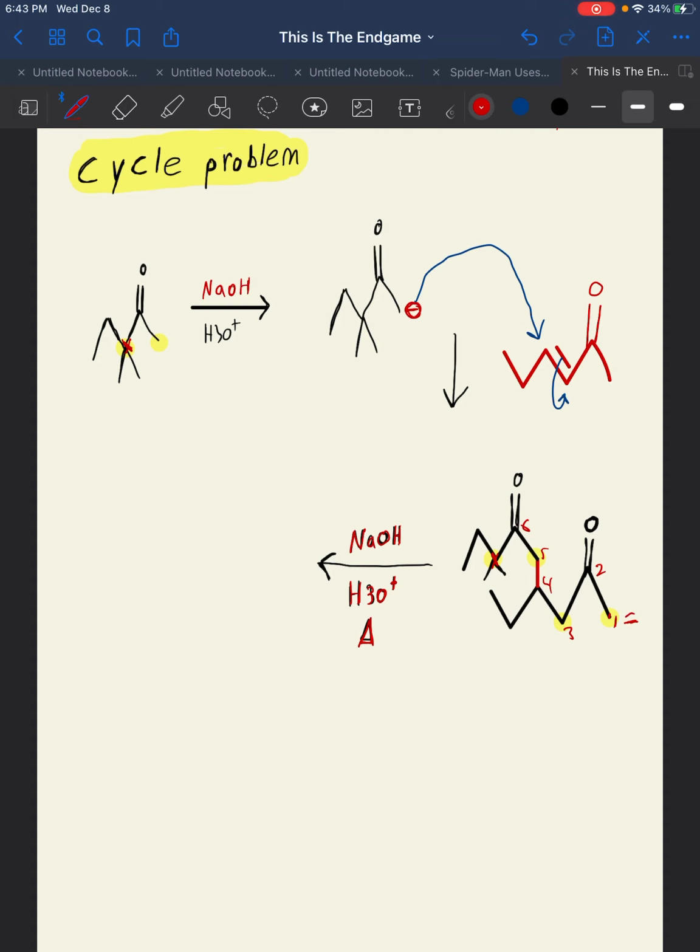So then form your enolate. This would resonate up, come in, attack, draw a 6-membered ring out. Once again, this is a complex problem, so number your ring. 1, 2, 3, 4, 5, and then 6.